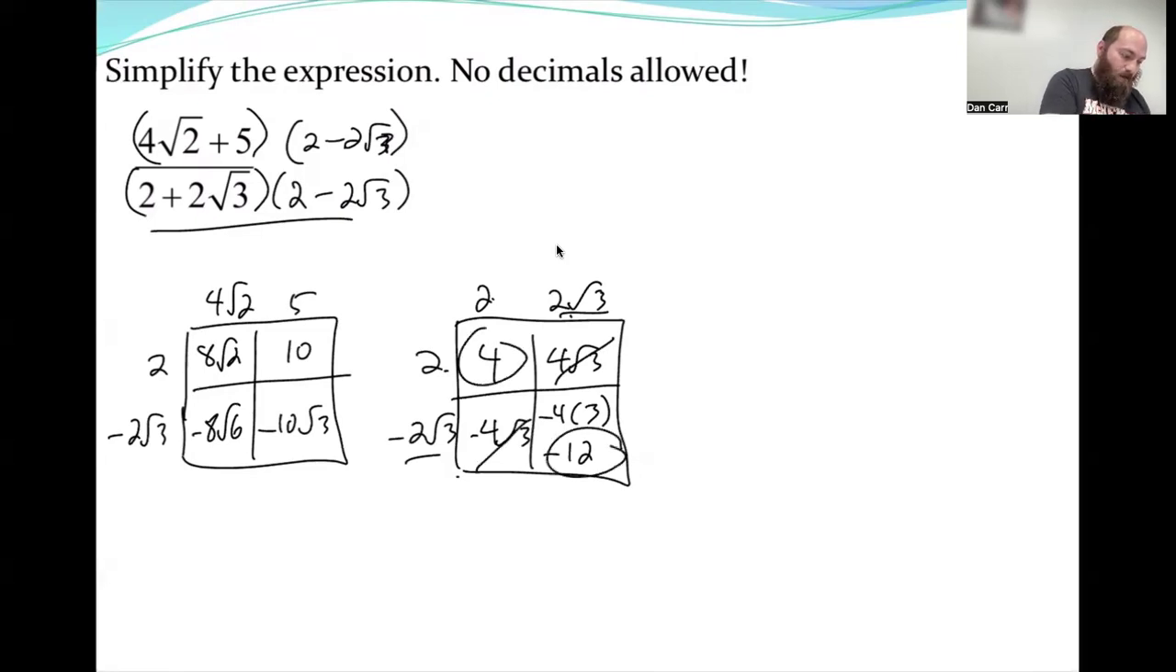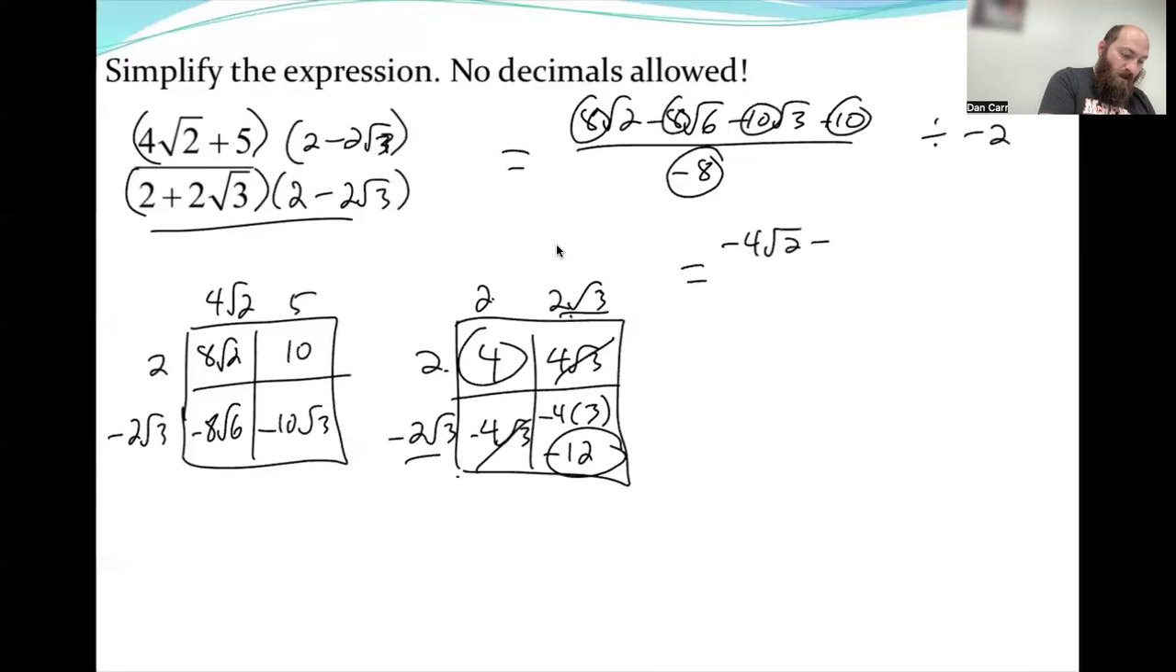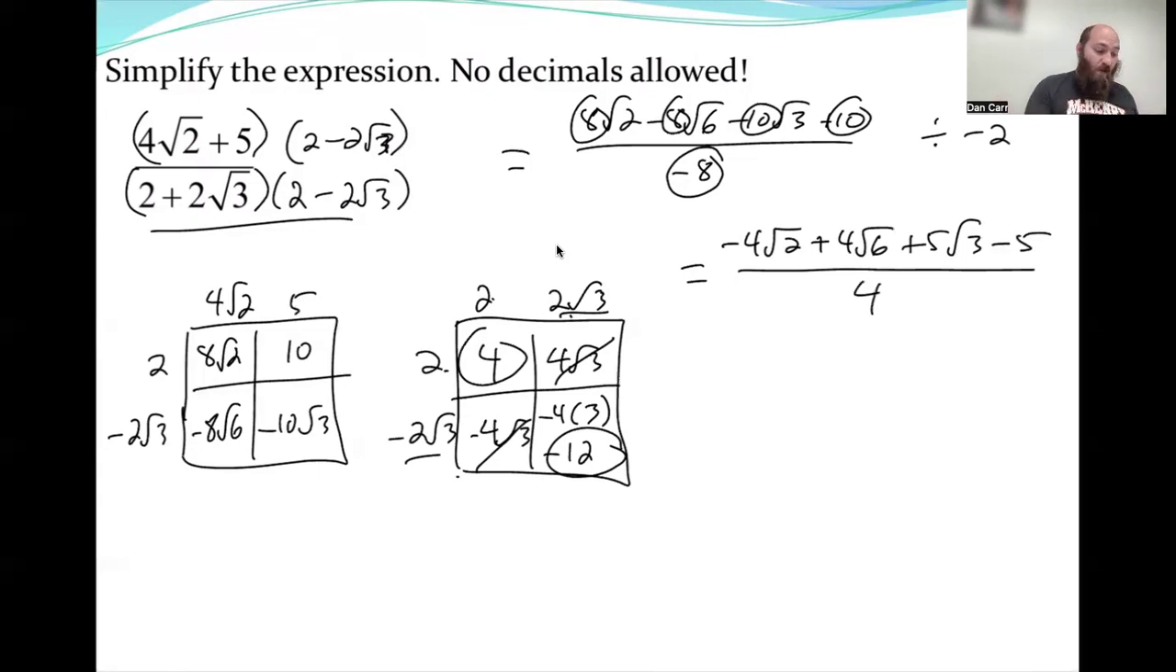So we combine these together here. So my numerator is going to be this. It's going to be 8 radical 2 minus 8 radical 6 minus 10 radical 3 plus 10 all over a negative 8. So in this scenario, I've got all my numbers here in front of the radicals. I can take these all and divide by a negative 2. So when I do that, my new expression is going to be, let's see, it'll be a negative 4 radical 2 plus 4 radical 6 plus 5 radical 3 minus 5 all over 4. And that's as simple as I can get with that problem.